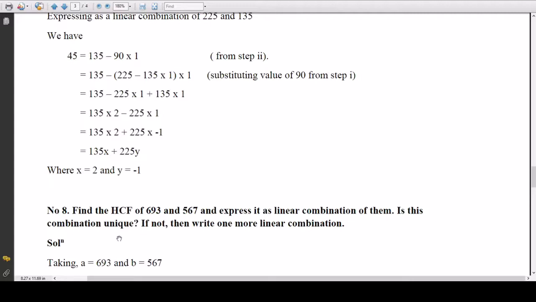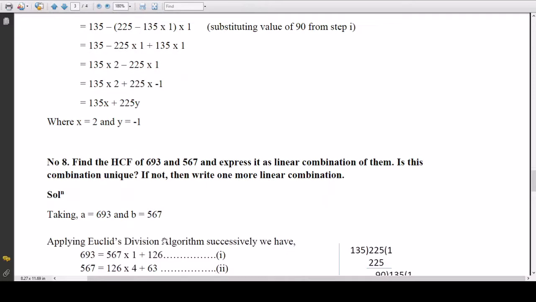Okay, next, number 8 also is the same. The problem is the same thing. You have to express as a linear combination, but here we have to find out whether this combination is unique or not, and if not, then we have to express one more linear combination of these two numbers. Okay, let us proceed with this.